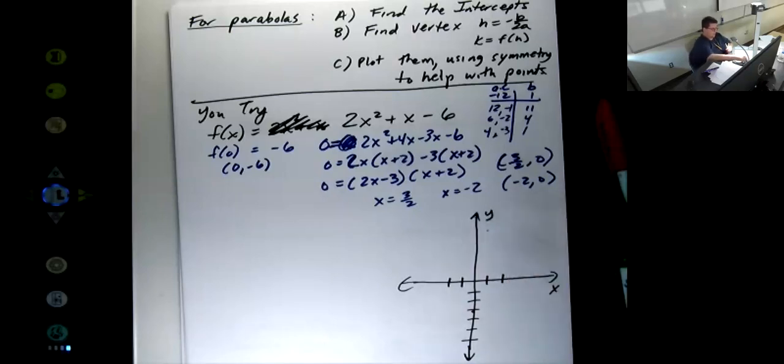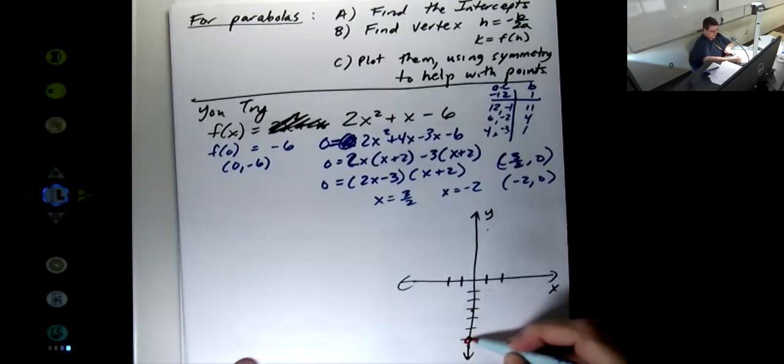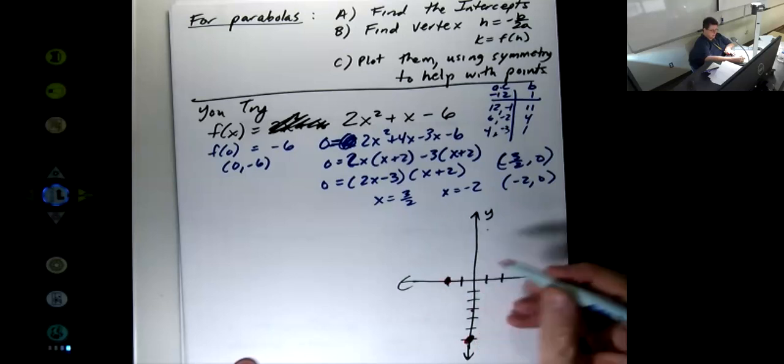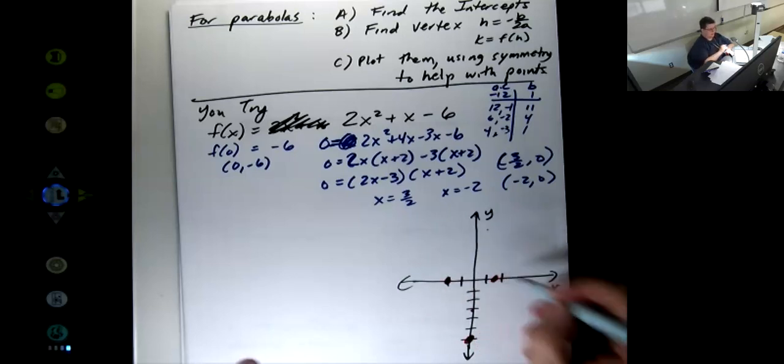I don't know how much more we need. I'll plot these. (0, -6) is way down here. -2 is here. And 3/2 is right there.